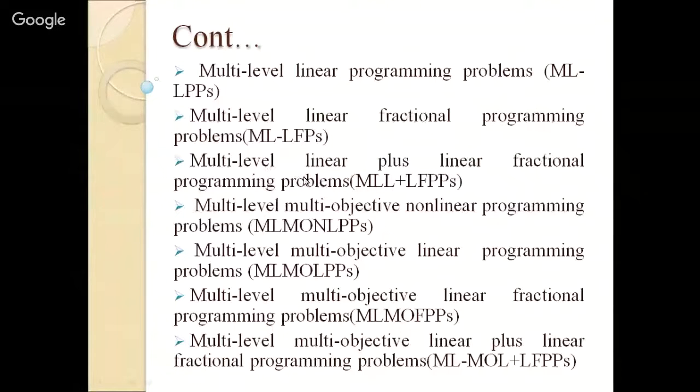Then we can further classify this problem: multi-level linear plus linear fractional programming problem, where objective functions are in the format of linear plus linear fractional. Now we have a more complex structure. Multi-level, multi-objective non-linear programming problems. It means we have more than one level: first level, second level, third level. Again, at the different levels, we have multiple objective functions. Now, how will you satisfy each and every objective function, how will you find the optimum solution for every objective function at every level? It's very difficult.